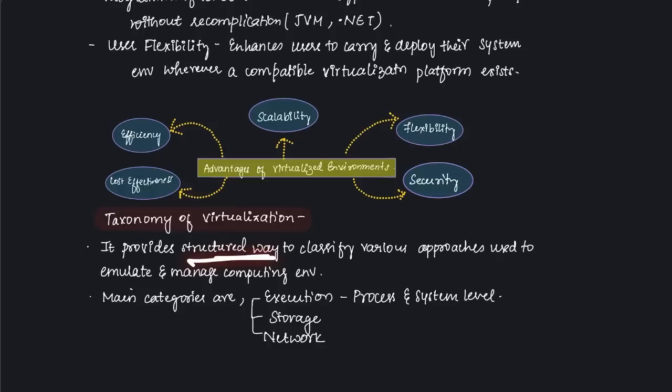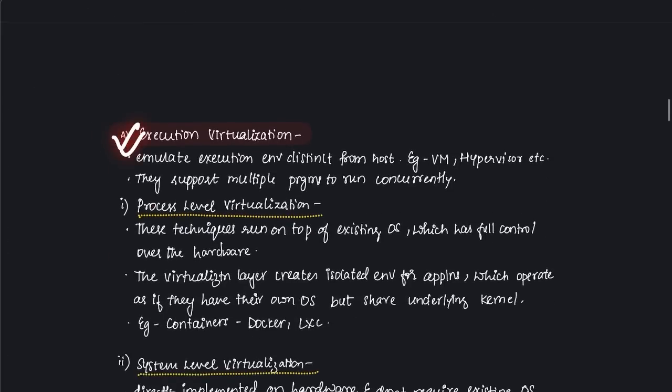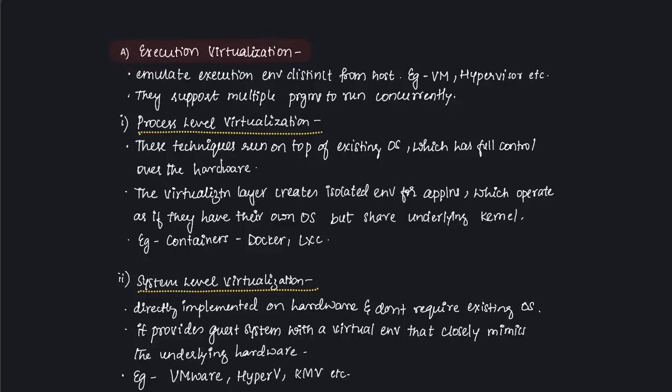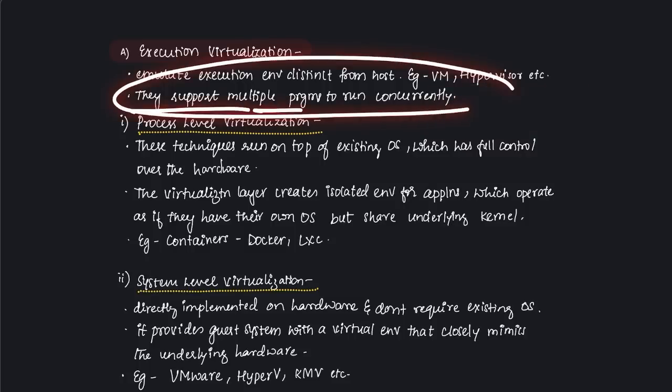Taxonomy will provide a structured way to classify the various approaches which are used to emulate and manage the computing environments. Main categories here include execution, storage, and network. In execution, we have process and system level virtualization. We'll look into how execution virtualization works. The purpose here is to emulate execution environments distinct from the host, for example, virtual machines or runtime environments like JVM, .NET, or the hypervisors. Further, they support multiple programs to run concurrently.